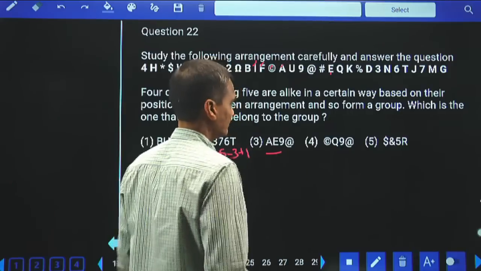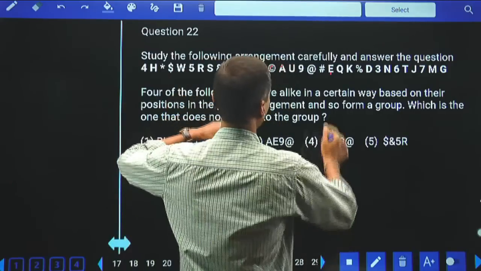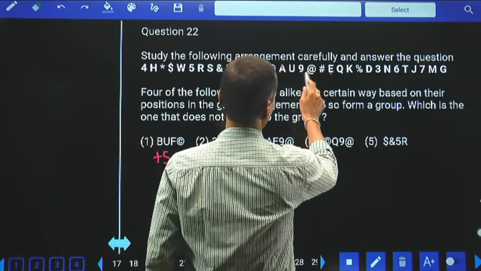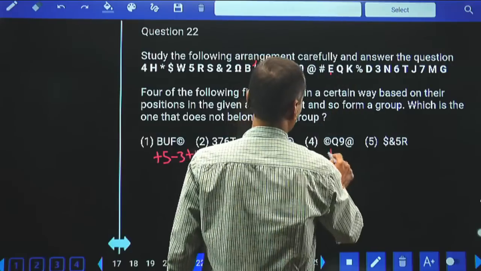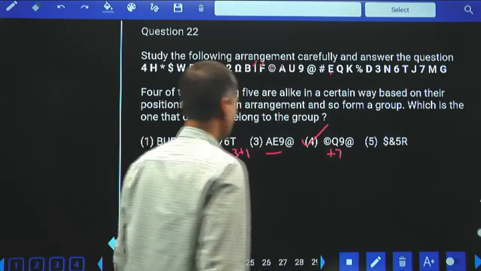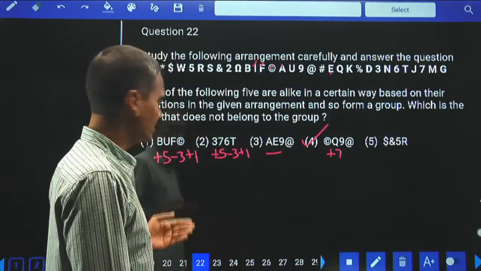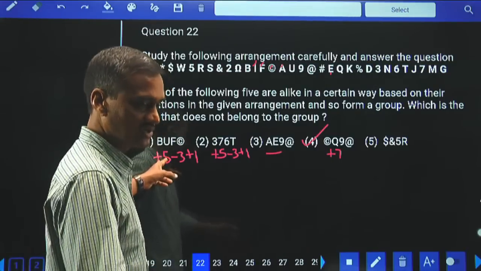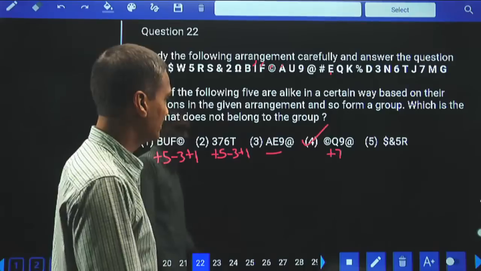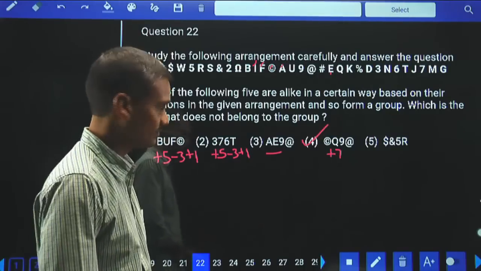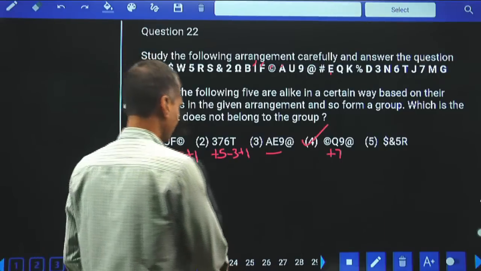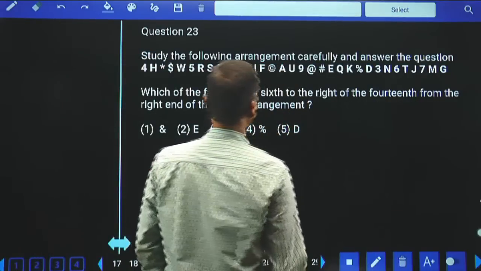The same case. Copyright and Q. Where is copyright? Copyright is here. Copyright to Q, 1, 2, 3, 4, 5, 6, 7, plus 7. Isn't it? And this is the odd one. Except choice 4, in the remaining, the difference between the first two elements is plus 5, next one is minus 3, plus 1. But in choice 4 it is plus 7 as the difference between the first two. Hence what is your answer? Question number 22, choice 4 is the answer. Odd man out.